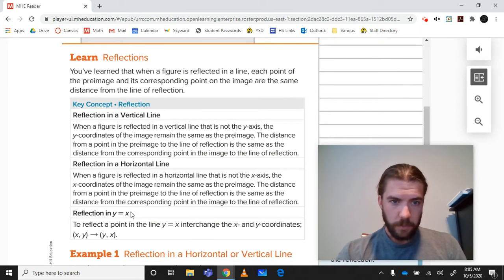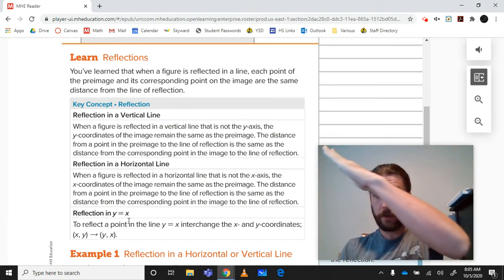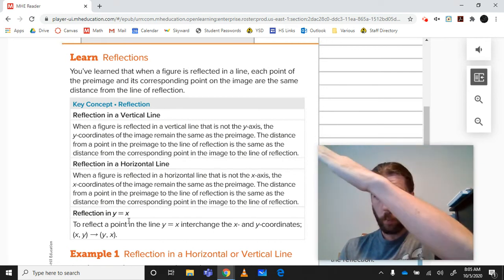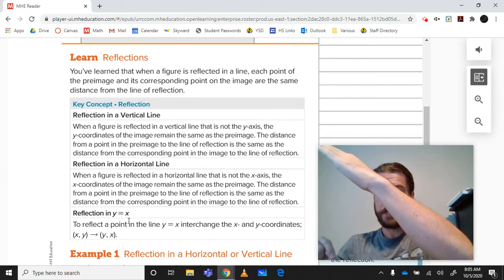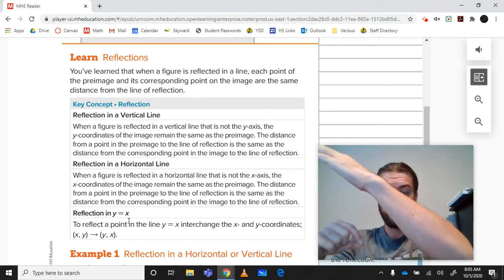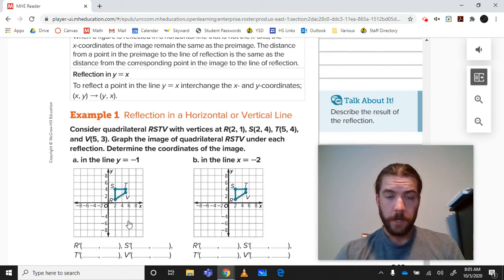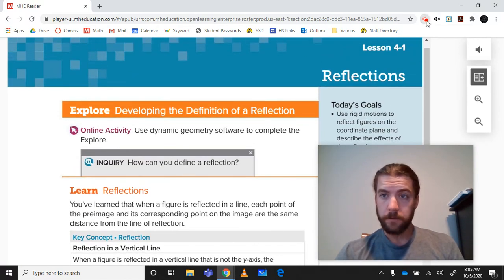Reflections in y equals x. The line y equals x would just be like if x is 1, y is 1. X is 2, y is 2. X is 3, y is 3. So that's that 45-degree line that goes diagonal across the graph. If you're reflecting over y equals x, if I started up here in this corner, I would end up down here. So in that case, you are going to be changing both your x and y coordinates. That's the intro on reflections. From there, we'll move on to looking at example number 1.